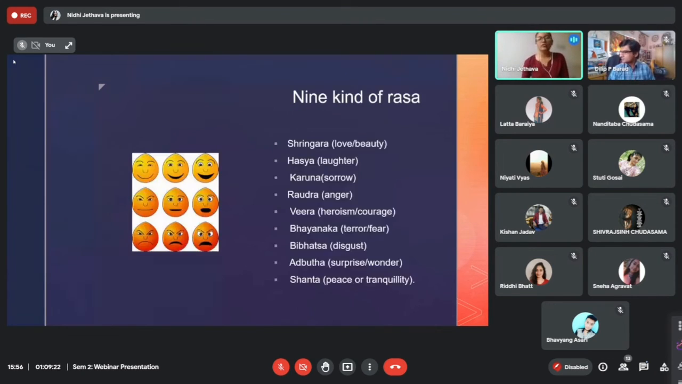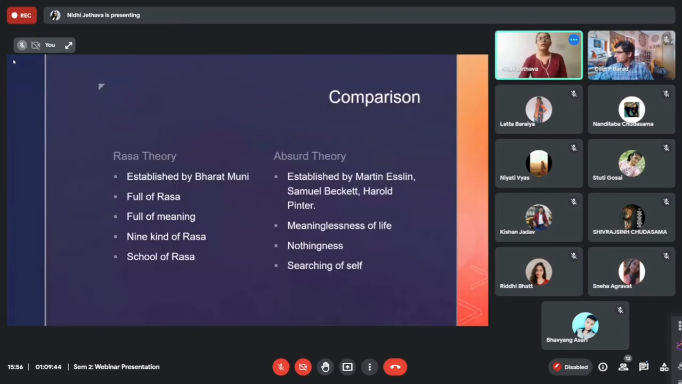Now, the nine kinds of rasa. It is very interesting that Bharat Muni gave nine kinds of rasa: Shringar, Hashya, Karun, Rodra, Veer, Bhayanak, Bibhatsa, Adbhuta and Shantaras. In the Natya Shastra, Bharat Muni only discussed eight ras, and later on Shanta ras was included as the ninth rasa. Now, comparison of both theories.